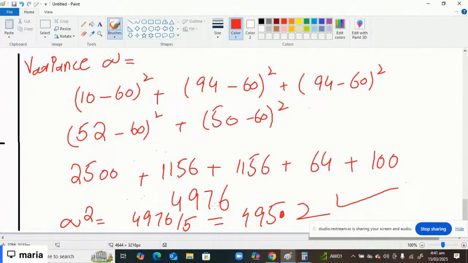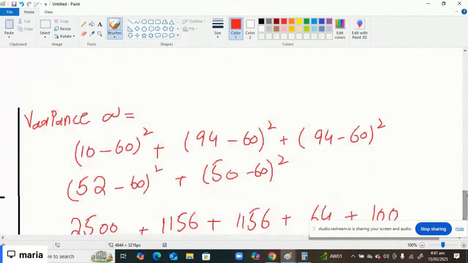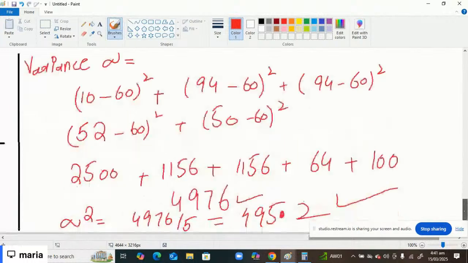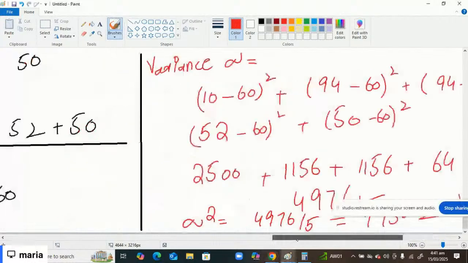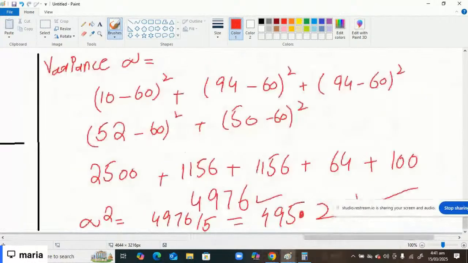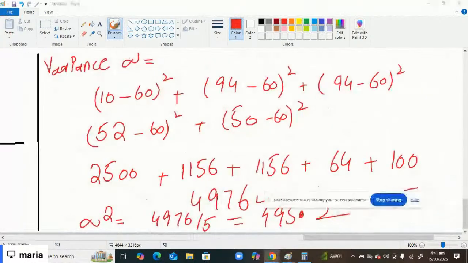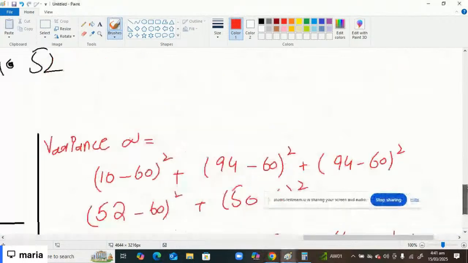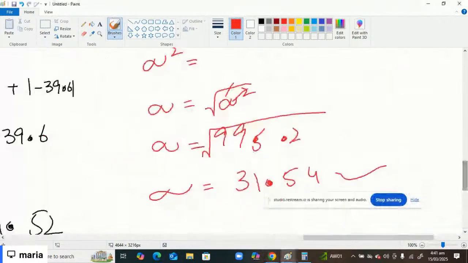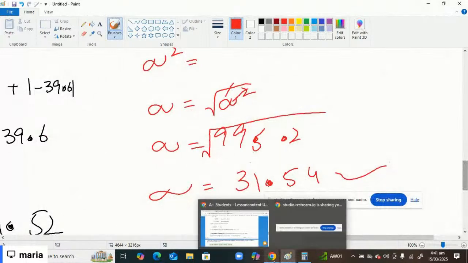That is our variance. Now, if they ask to find the standard deviation, you follow the same method. All the method is the same: find the mean, find the variance, and then in the end you take the square root of this value. So in this way, we find the mean, variance and the standard deviation.